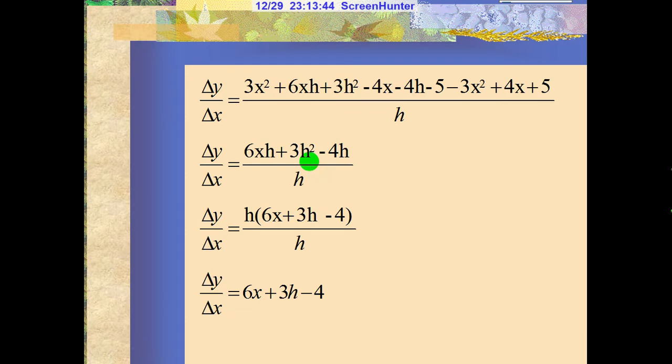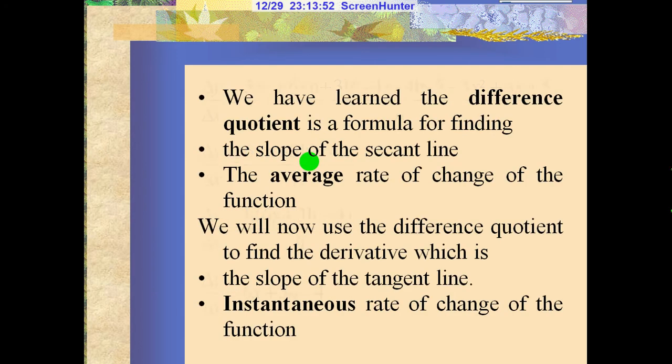In this way you can find the value of difference quotient that gives you the average rate of change or gives you the slope of the secant line. Now we can use this difference quotient to find the derivative. What is the derivative of a function? Derivative of a function is the slope of the tangent line, or it gives the instantaneous rate of change of the function. So there is a difference between average rate of change and the instantaneous rate of change. Average rate of change is over a range, while the instantaneous rate of change is applied at a particular point.